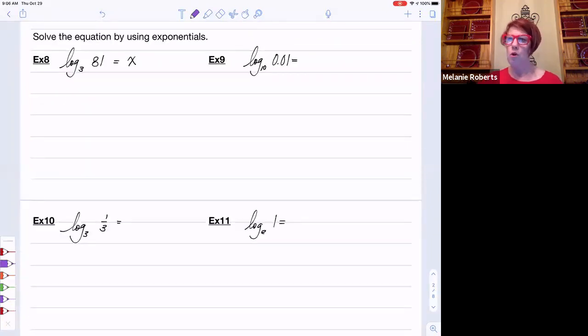Now let's solve an equation. We know that solve an equation means go find out what's missing, or in this case, sometimes it's go find the variable. So let's use exponentials to do this.